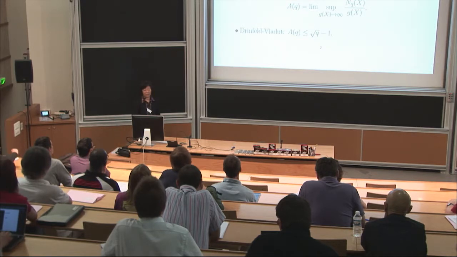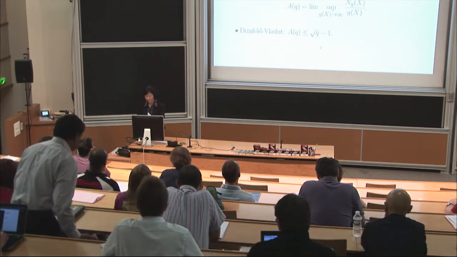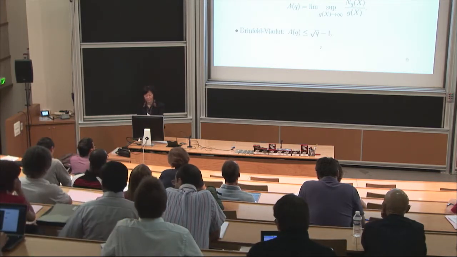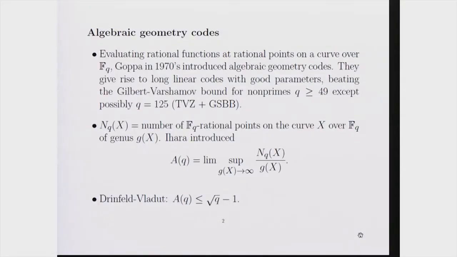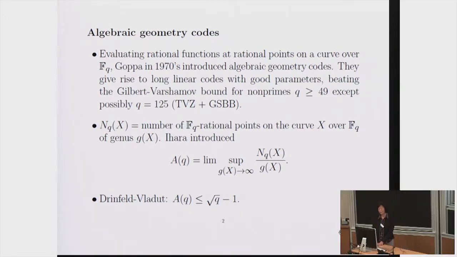Evaluating rational functions at rational points on a curve defined over a finite field of q elements, Goppa in the 1970s introduced algebraic geometry codes. So they give rise to long linear codes with good parameters, beating the Gilbert-Varshamov bound for non-prime q at least 49, except possibly for q equal to 125. This was the result of Tsfasman, Vladut, Zink, and Garcia, Stichtenoth, Bassa, and Beelen.